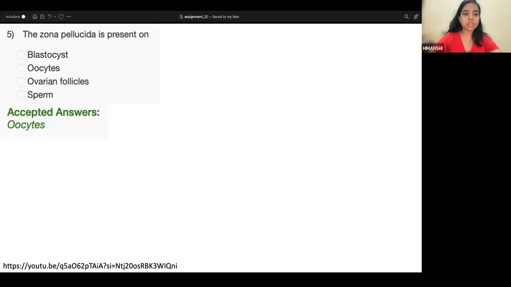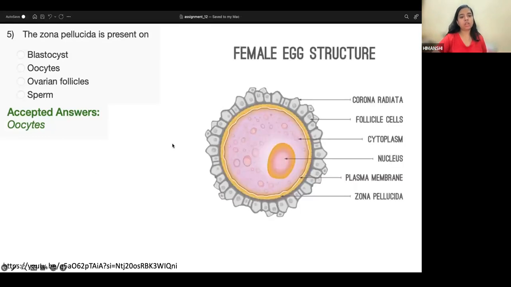The correct answer is oocytes, and obviously this is the basic structure of an oocyte or an egg or an ova, right? The outermost layer is the corona radiata, then inner to it are the follicle cells. Then we have our main cell, which has cytoplasm, nucleus, and all those basic things. Between the follicle cells and the plasma membrane, there is a layer called the zona pellucida.